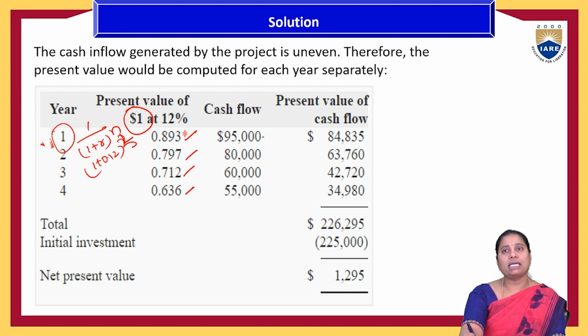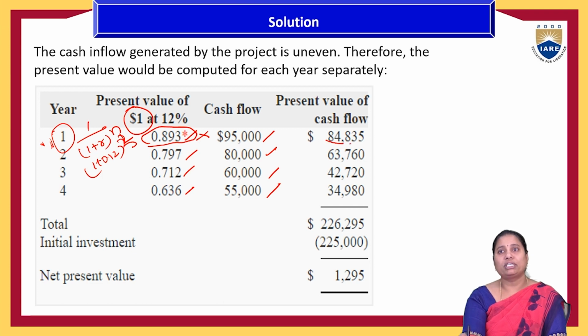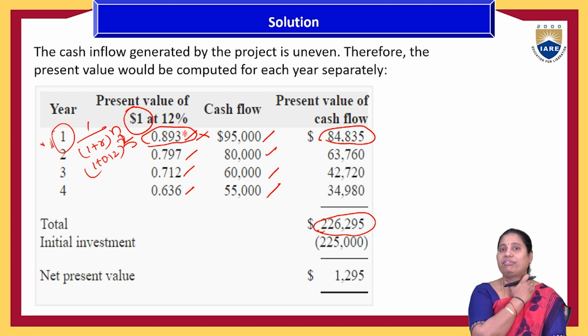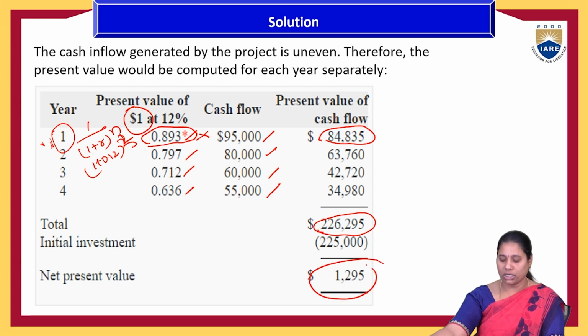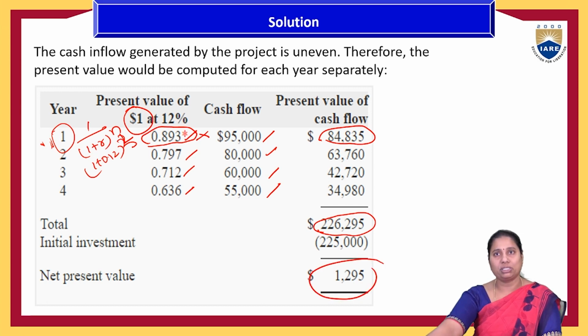And the cash inflows provided are 95,000, 80,000, 60,000 and 55,000. If we multiply these present value factors with these cash inflows, then we get the present value of the cash inflows. Its cumulative value is 2,26,295, and that can be minus the initial investment. There is a positive return of 1,295. Then it is better to invest in this particular project.